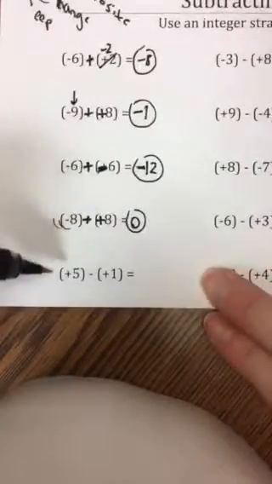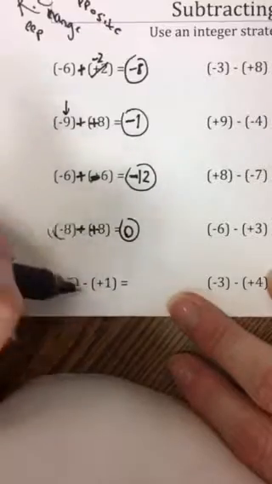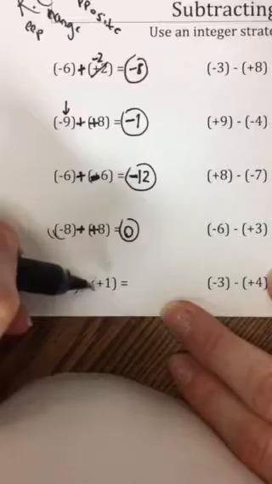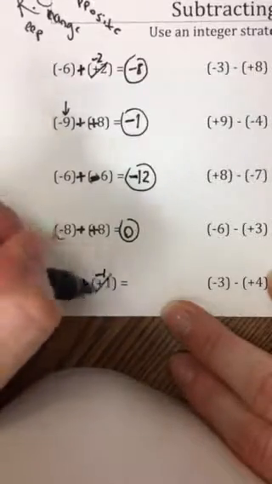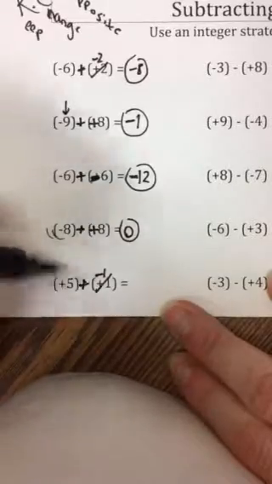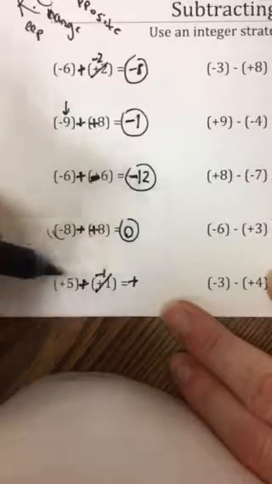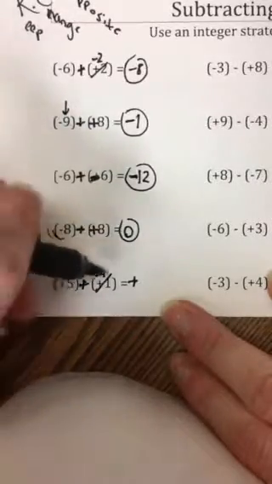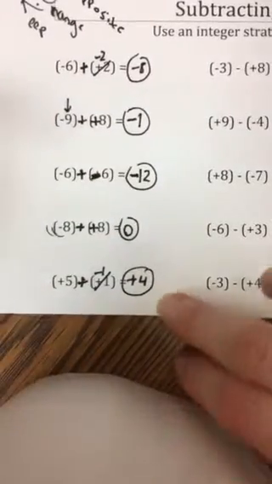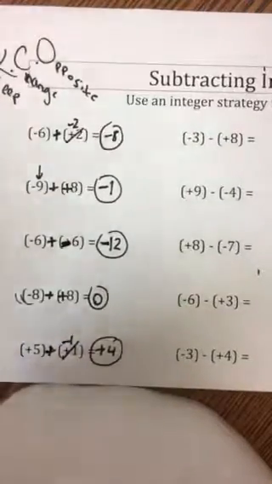Final example, +5 minus +1, keep +5, change the minus to a plus sign, and the opposite of +1 is -1. So I have +5 plus -1, they're opposite signs. I'm going to keep the sign of the greater number, which would be positive, and subtract because the signs are opposite. 5 plus -1 would give me +4.